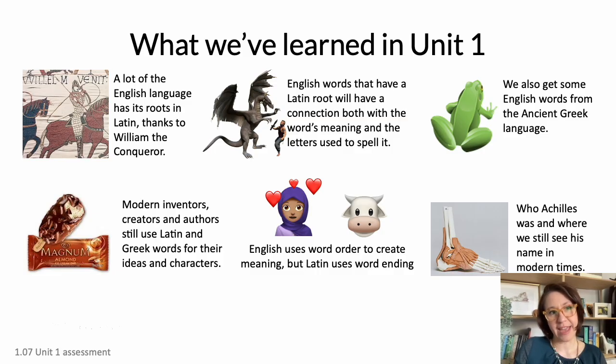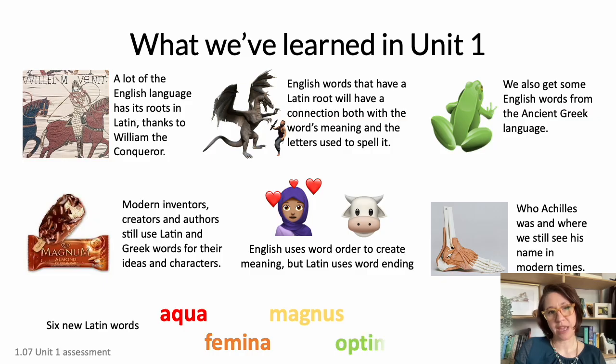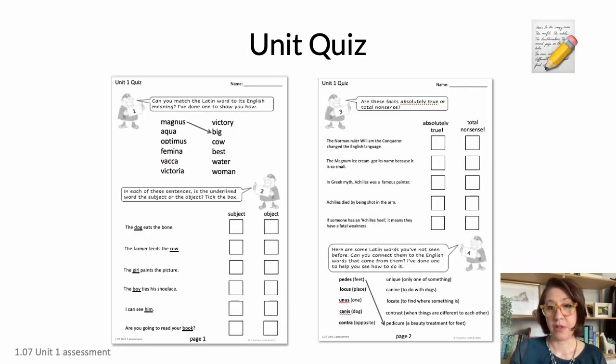And then let's not forget the 6 bits of vocabulary we've learnt in this unit. Aqua, water. Femina, woman. Magnus, big. Optimus, best. Vacca, cow. And again, hidden by me, I apologise, Victoria, victory. The students are then given the quiz. It shouldn't take any more than 10 minutes.